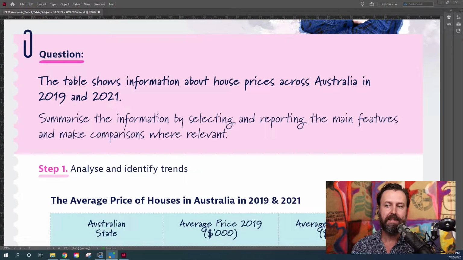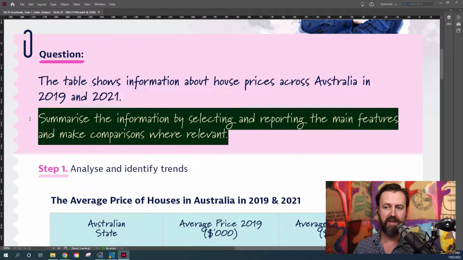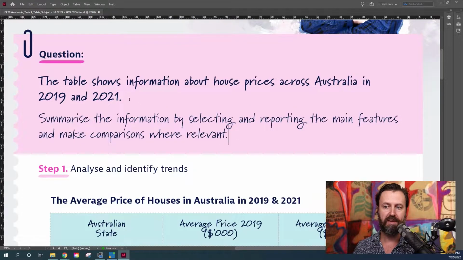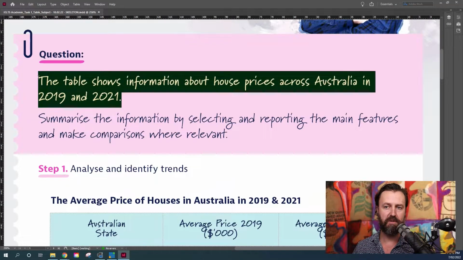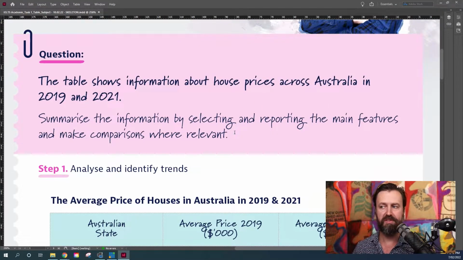So here's the question. The table shows information about house prices across Australia in 2019 and 2021. Summarize the information by selecting and reporting the main features and make comparisons where relevant. Now, what you'll notice in every task 1 academic, the first piece of writing here is unique. The second part, where it starts with summarize, is always the same. It's this part here that changes. So once we practice and get used to these questions, we should know that this will always be here, and we really want to be focusing only on this part. Okay, so it's about house prices across Australia.